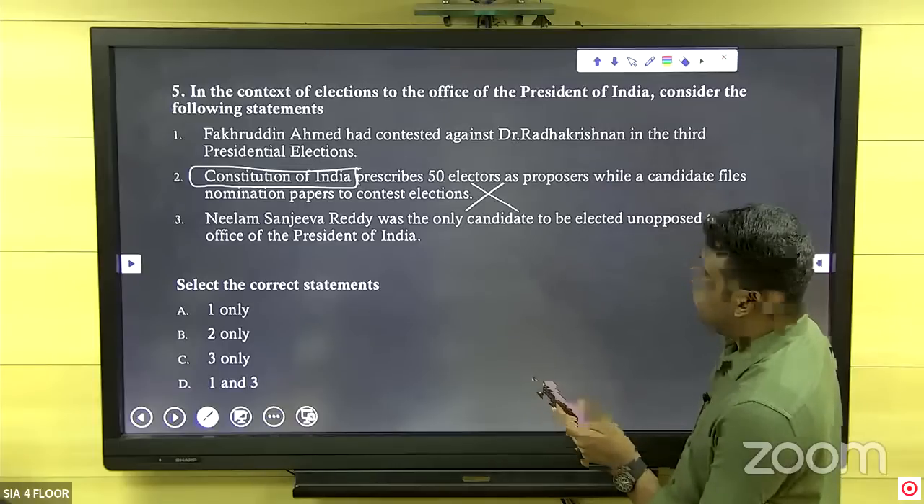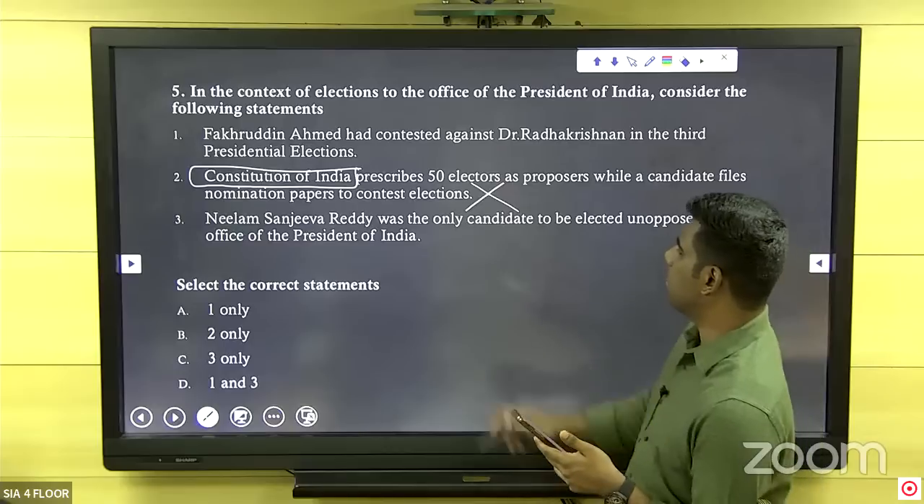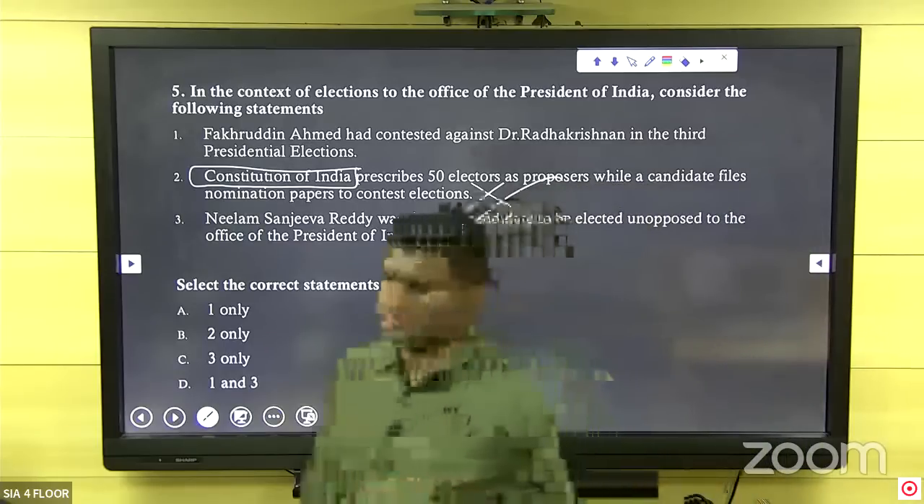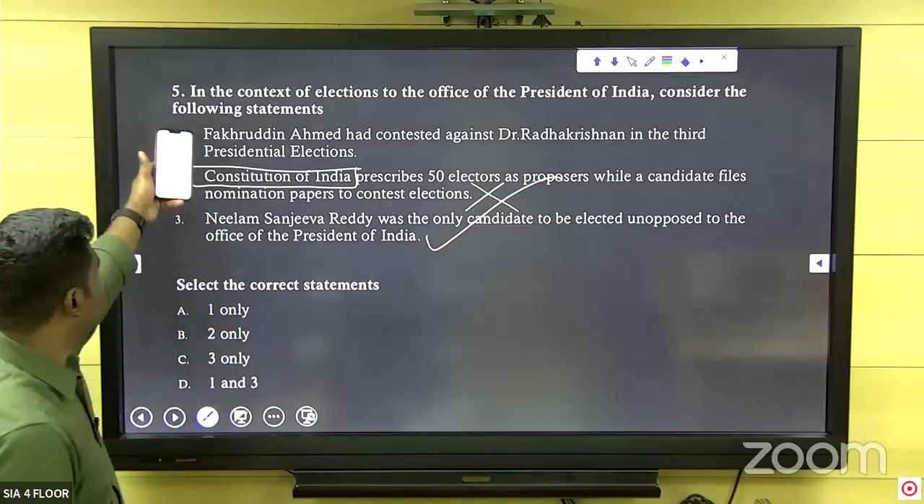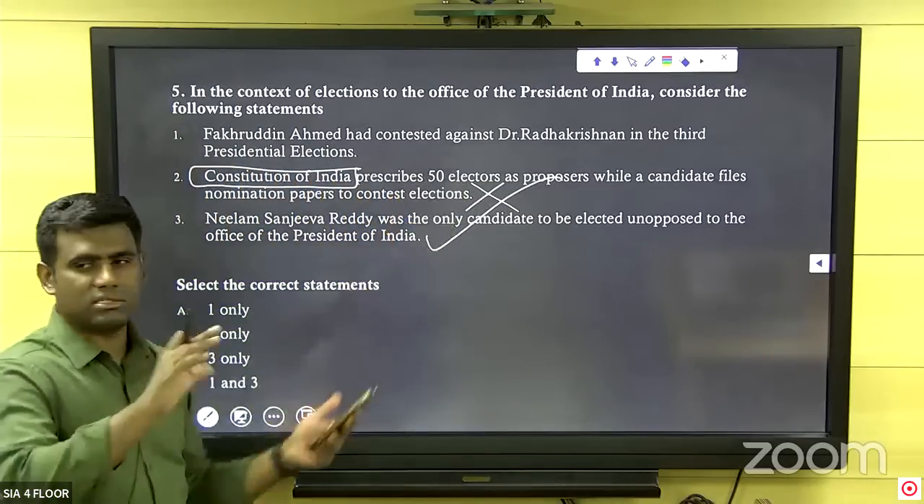And Neelam Sanjeeva Reddy was the only candidate to be elected unopposed to the office of President of India is a correct statement. He was the only person who was elected to the office of President unopposed. And the first question, you should know the timeline. Radhakrishnan was the first, second president.